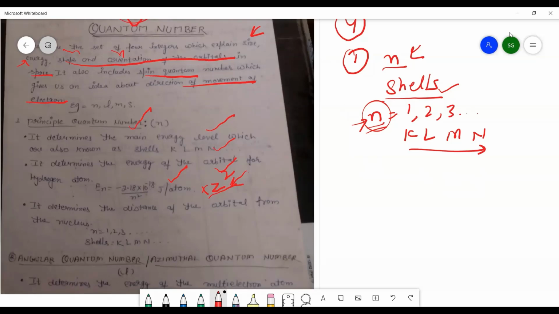It also determines the distance of the orbital from the nucleus. As the value of n increases, the distance from the nucleus also increases: 1, 2, 3, 4, 5. In that manner, if the value of n increases, the distance between the nucleus and the valence shell also increases. So the value of n gives the main energy level in which the electron is present.